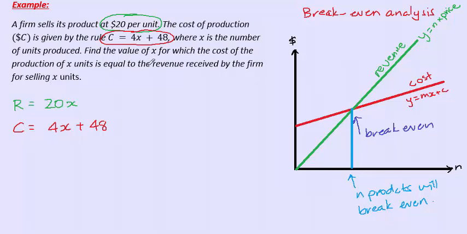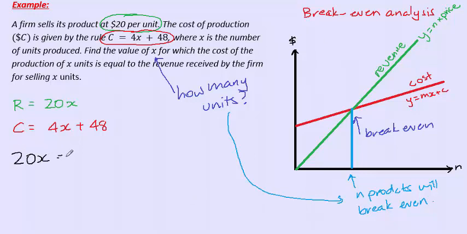So now I've got my two equations, one from there and the green one from here. And it asks me to find the value for x, so this means how many units will I need to make for the revenue and the cost to be equal. So how many units for these two to break even, which means I'm really looking for this point here. So I'm going to set my two equations up. They're equal when 20x equals 4x plus 48. And then I'll get out my calculator and solve this for x.